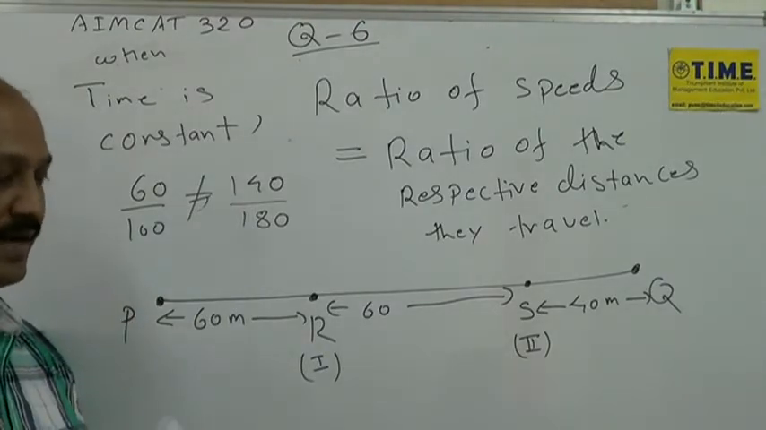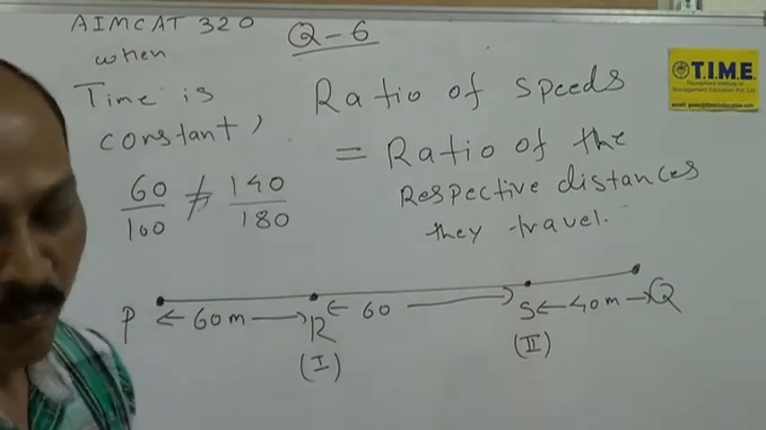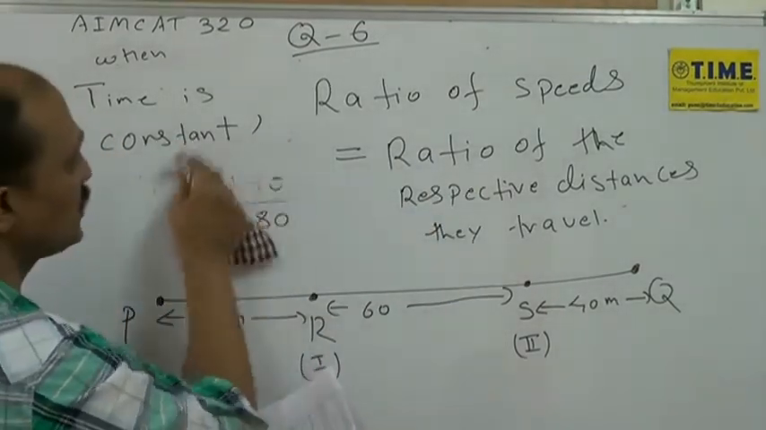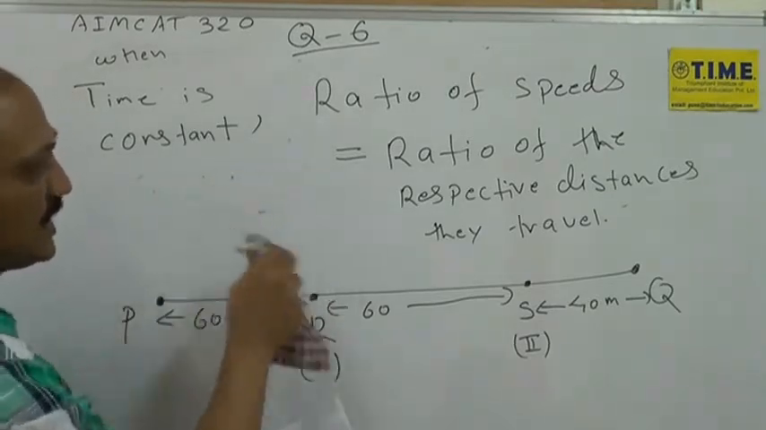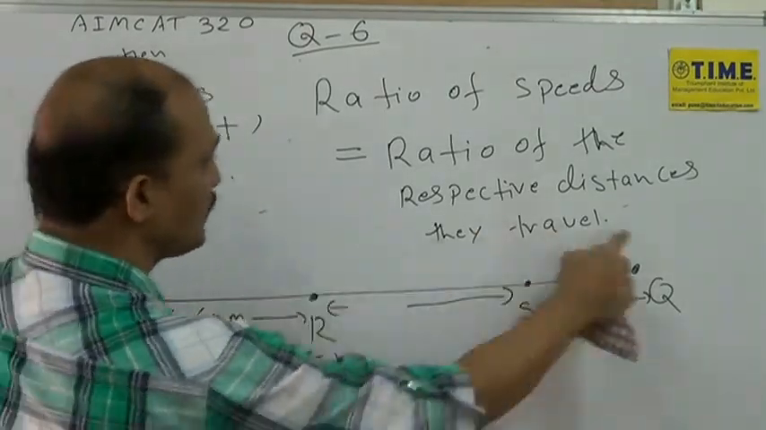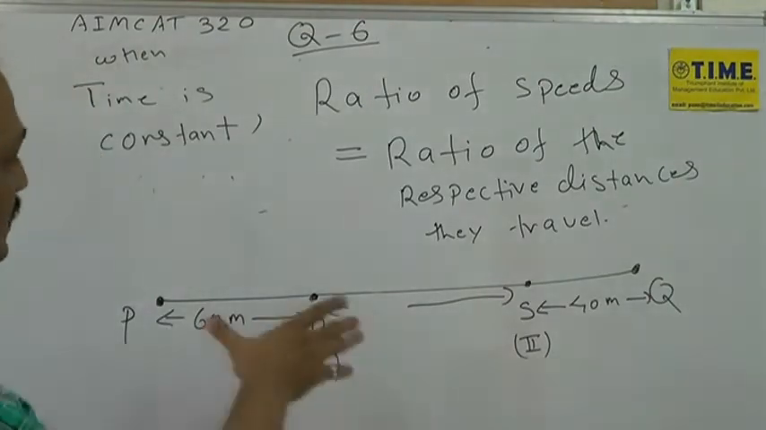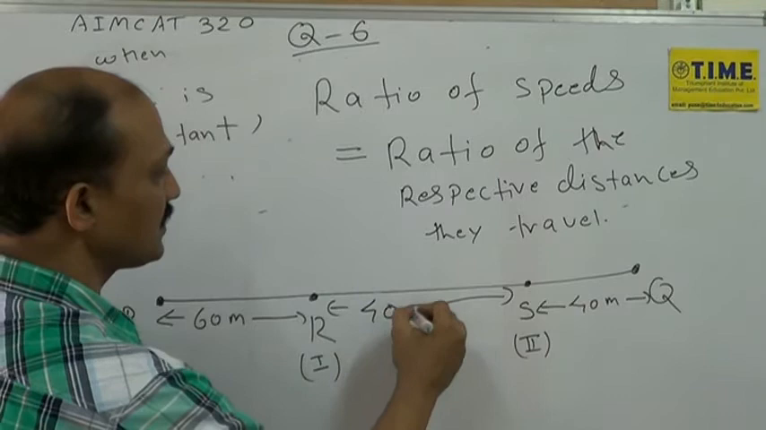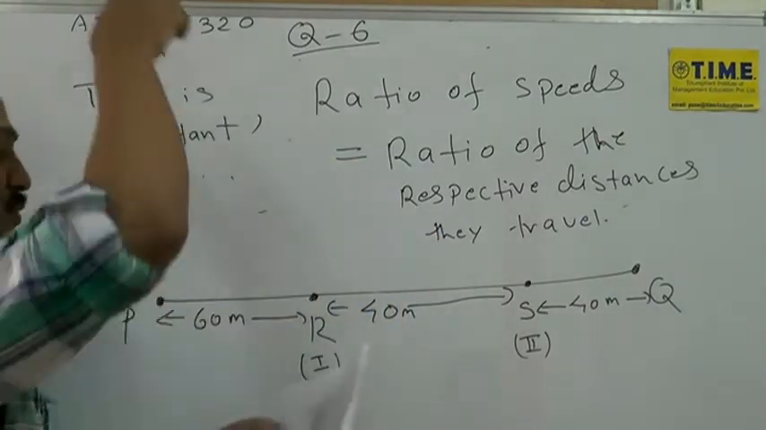I can check 100 meters similarly, but let's check how 140 becomes the answer. If I assume that the total distance is 140, this from here to here is 140. So this is already 60, this is 40, and this distance becomes 40 meters. And let's do the same thing.